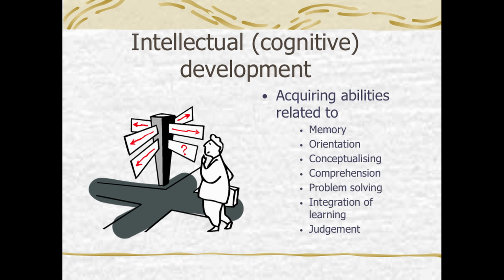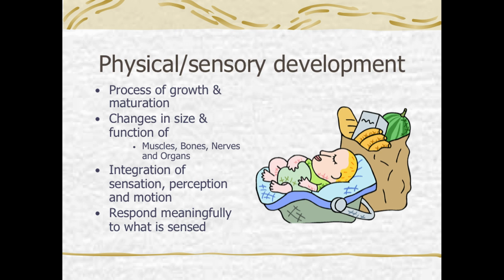In terms of the different domains, the 5 different areas that SPICE represents, the intellectual domain refers to acquiring skills and abilities related to memory, orientation, conceptualizing, comprehension, problem solving, judgment, executive functioning, and so on.